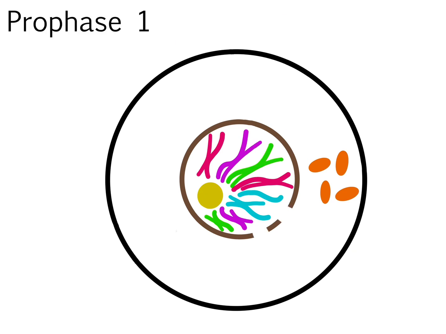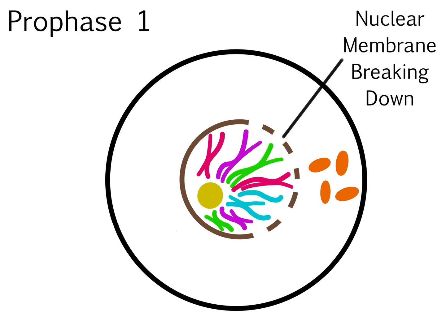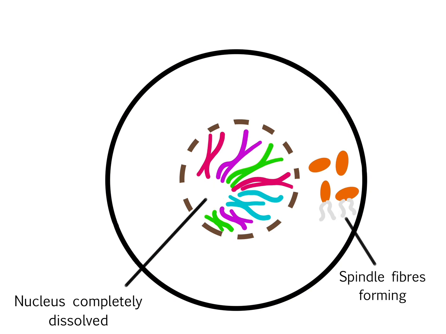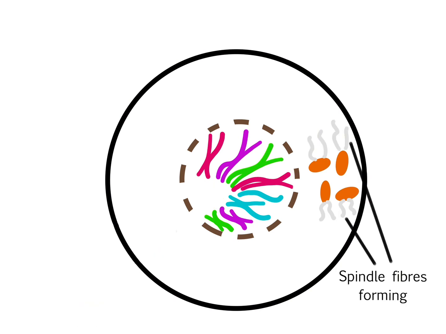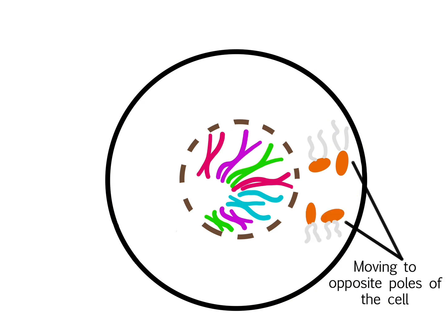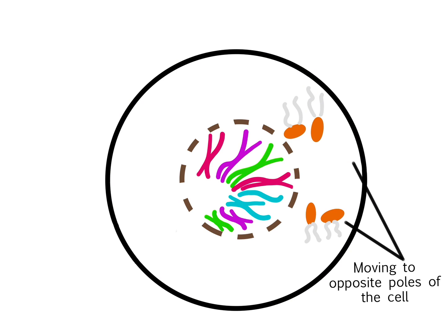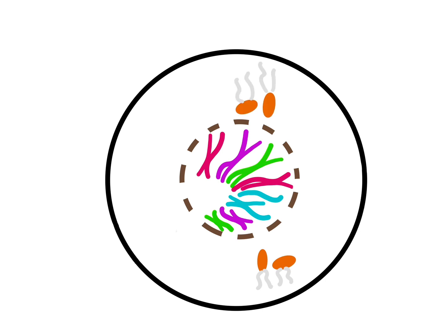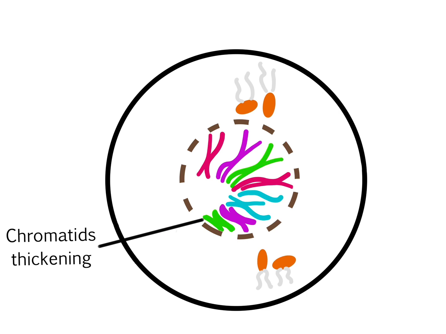Now the nucleus and nuclear membrane are beginning to dissolve, indicating the start of prophase 1. The spindle fibers begin to form. The centrioles move to the opposite poles of the cell. As this is happening, chromatids are thickening to become homologous chromosomes and are now becoming visible. Homologous means that they have similar attributes.